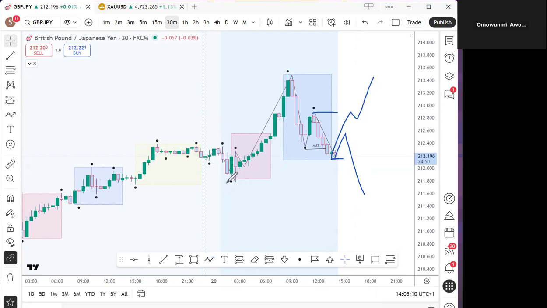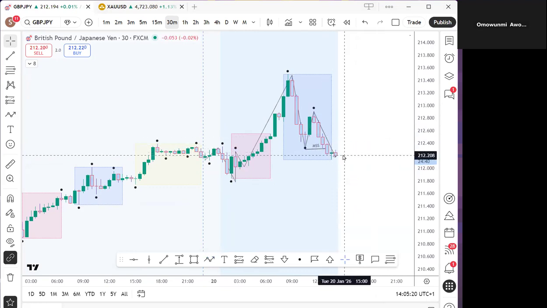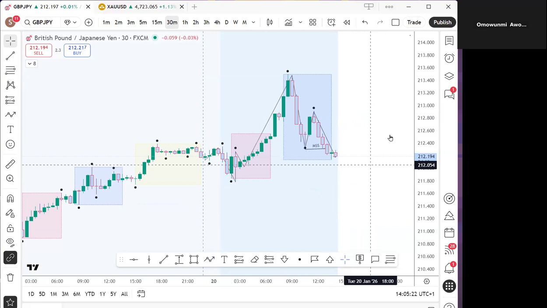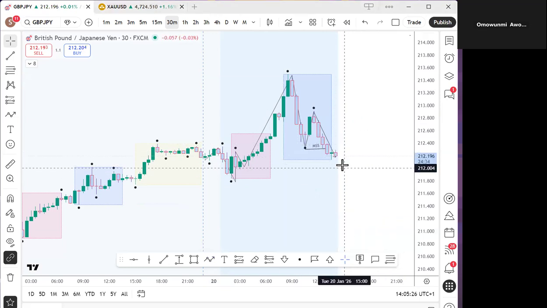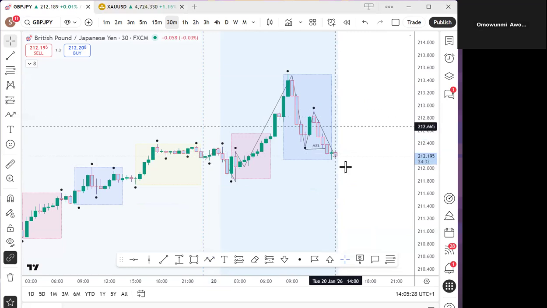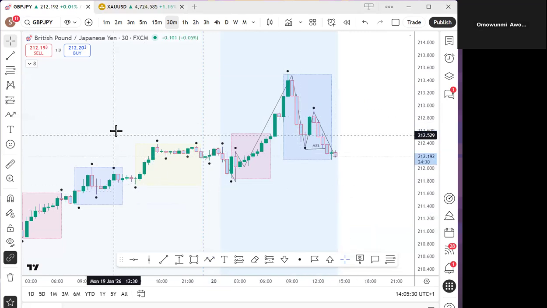Okay, where will be our target if it's going down? It will be these lows here. That will be our first target, and then maybe this further down there. Okay, so I'll be looking to actually short this one if I was not in the class right now. So we're looking to see if price will pull back a bit more before it goes further down.